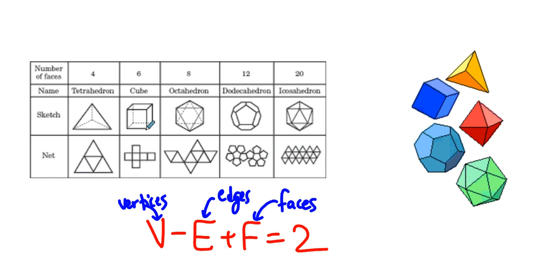So, for example, the cube has 1, 2, 3, 4, 5, 6, 7, 8 vertices, and 1, 2, 3, 4, 5, 6, 7, 8, 9, 10, 11, 12 edges, and 1, 2, 3, 4, 5, 6 faces. And that does equal 2. So in the case of the cube, vertices minus edges plus faces is 2. It has to go that way if there's going to be any sort of Platonic solid. V minus E plus F has to be 2. And it's true for the cube.